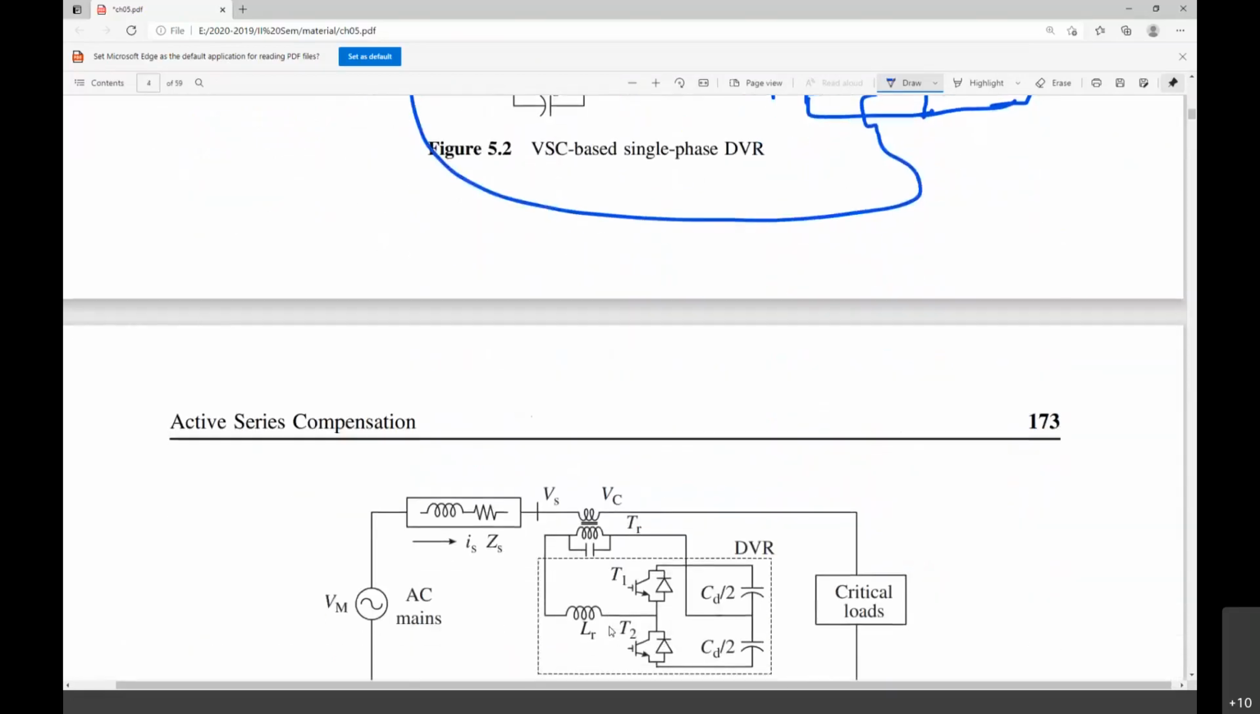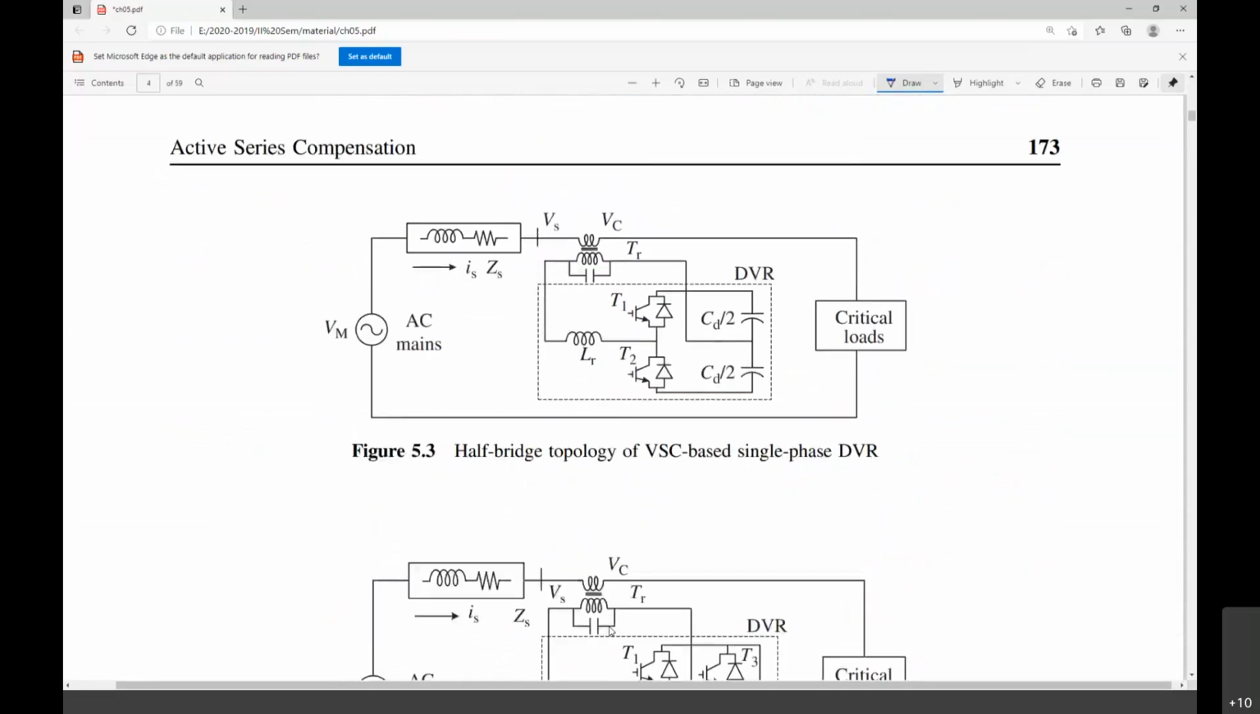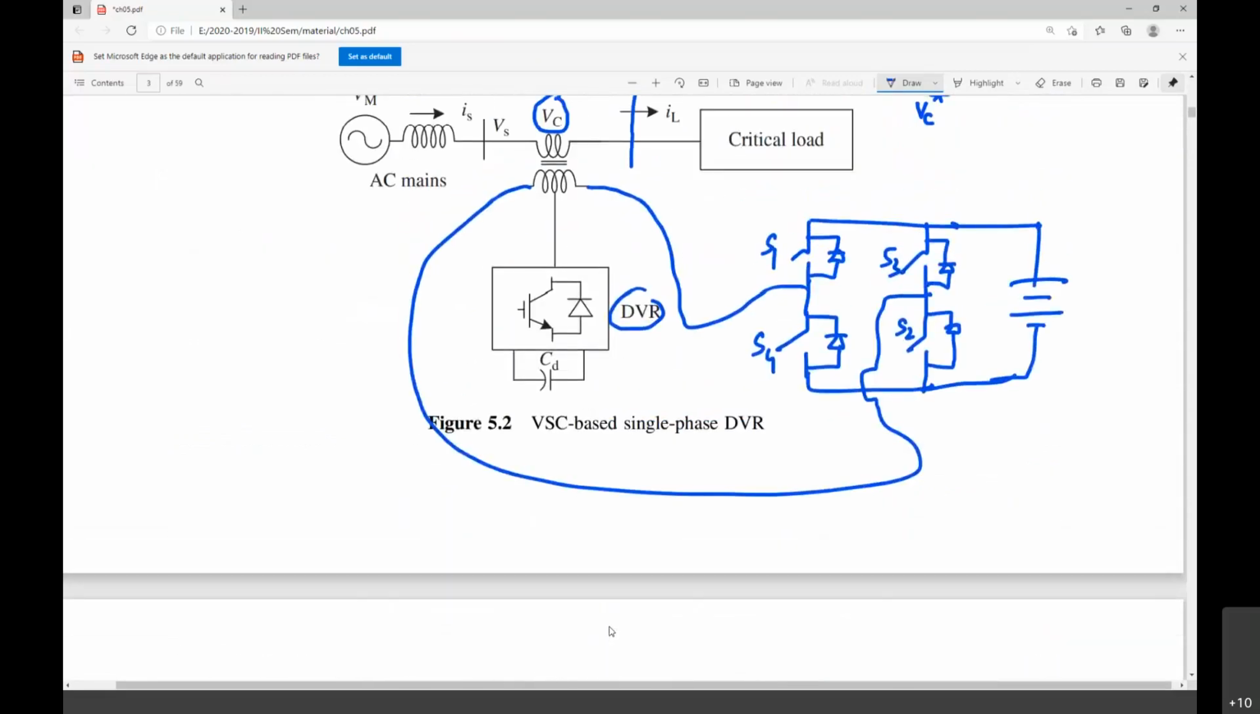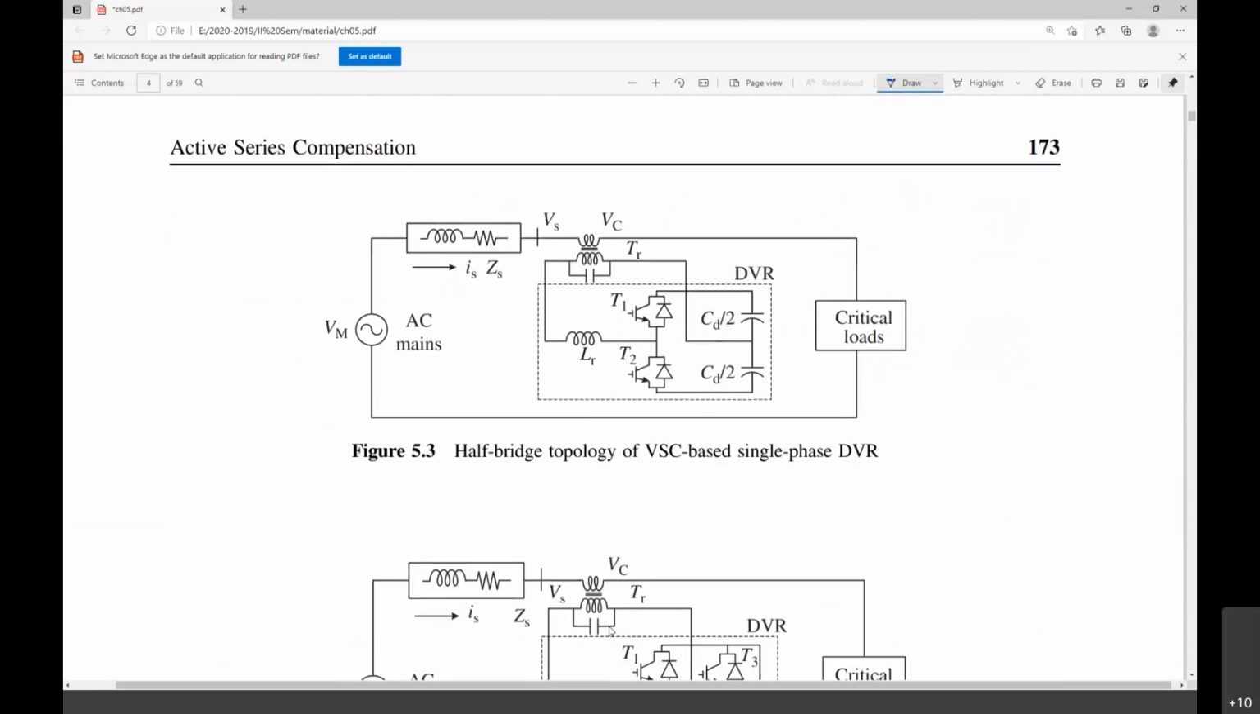The next one is another topology. Earlier, in the case of the voltage source converter, we used two legs. We can go for this kind of topology, which is the half bridge topology of a VSC based single phase DVR, having a neutral clamped capacitor over here.